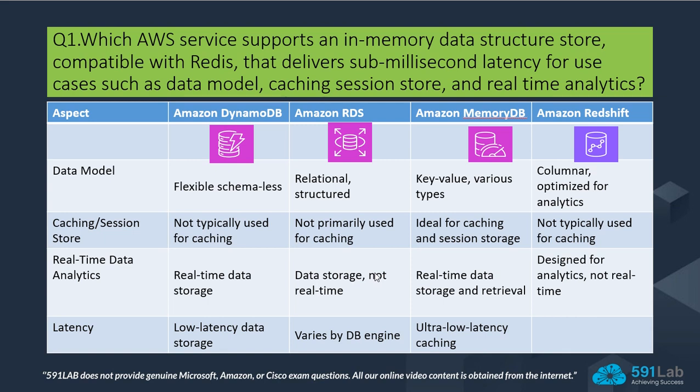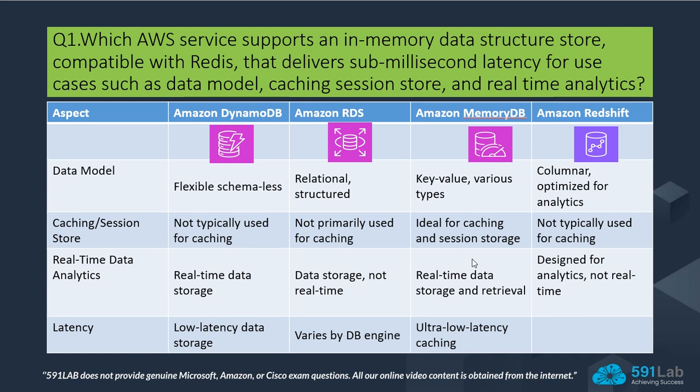If you move forward with Amazon MemoryDB, it is basically a key-value data store and has various types. It's ideal for caching and session storage. It's a real-time data storage and retrieval database service. It's an ultra-low latency caching mechanism that's supported by Amazon MemoryDB. The last service that we are discussing here is Amazon Redshift. It's a columnar database optimized for analytics. It's not typically used for caching, and it's designed for analytics and not real time.